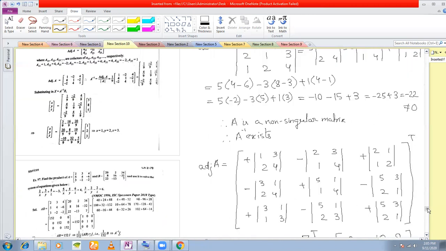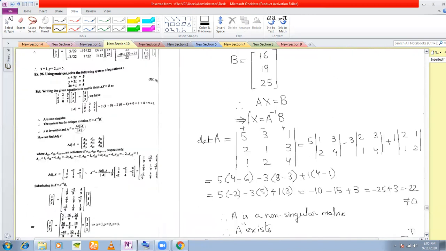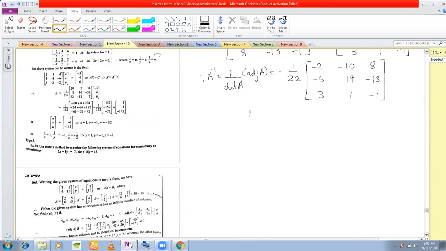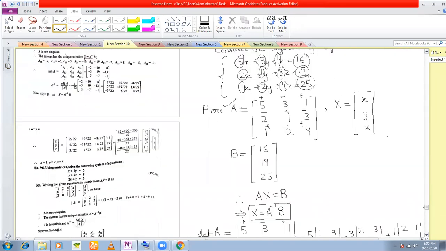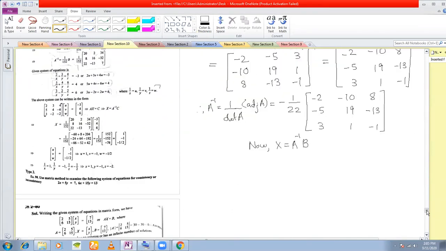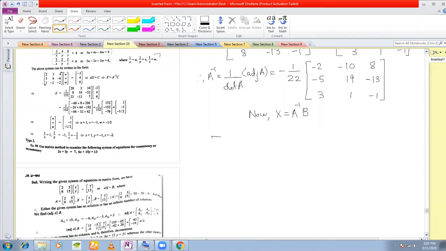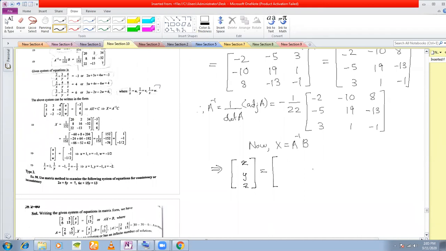And what is the solution of this equation? Solution of this equation is x is equal to A inverse B. So we write this. Now x is equal to A inverse B. And what was my matrix X? Matrix X was this matrix X, Y, Z. You put the value here, X, Y, Z is equal to A inverse. You have found out A inverse, which is minus 1 by 22.